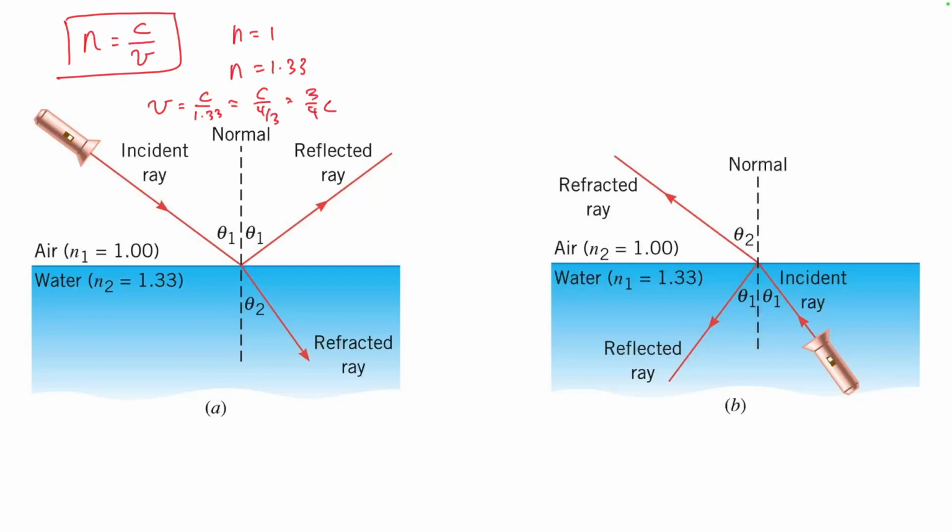Light slows down in any other medium. The fastest light can go is in the vacuum of space. Light traveling in any other medium does slow down, and the amount that it slows down is captured by this definition of the index of refraction. So if you have an index of refraction of 2, can you tell me how fast light's going in that material? Half the speed of light. So the bigger the number, the slower light gets.